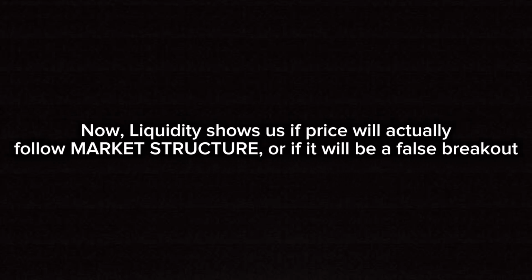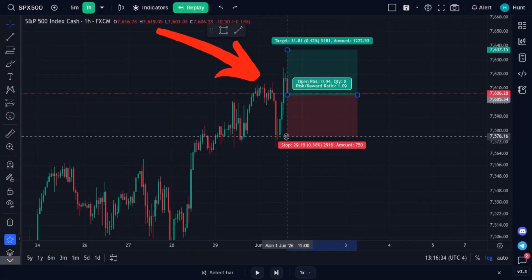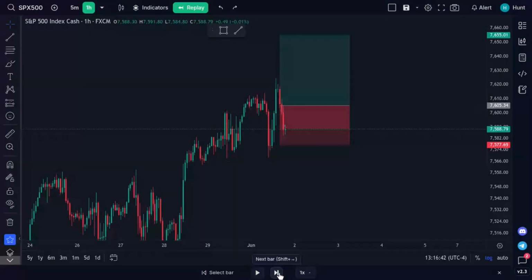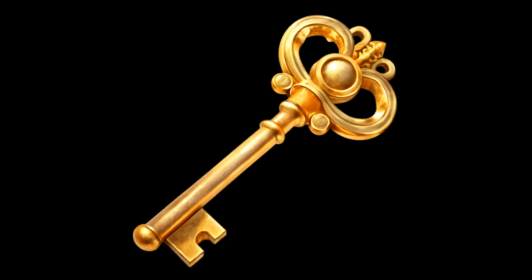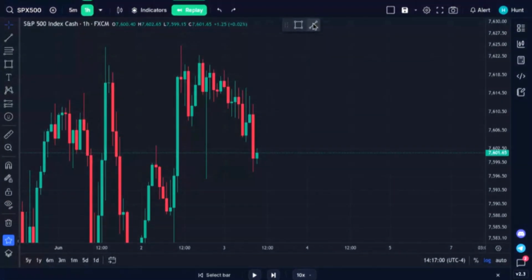Now liquidity shows us if price will actually follow market structure or if it will be a false breakout. This trade, for example, we had a market structure shift to the upside, so it showed that we were potentially bullish. However, we just entered without liquidity. This would have been a false breakout and you would have got your stop loss taken. The key here is to combine market structure and liquidity to get a high probability setup. So I'm going to show you guys an example of this.